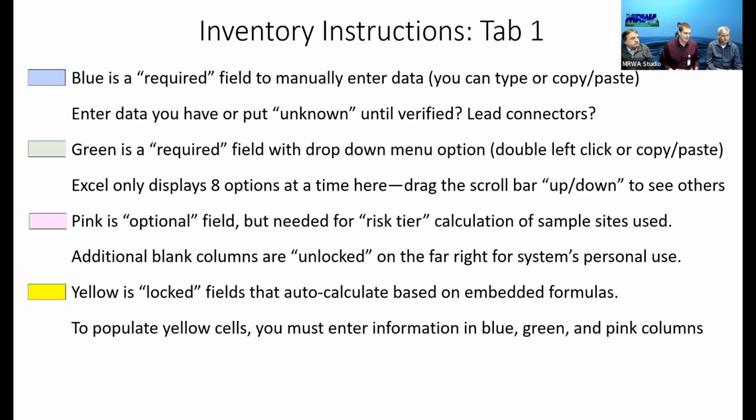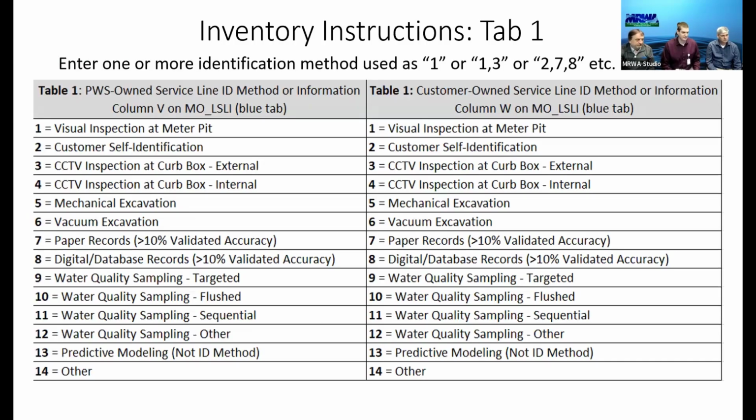Okay, so here's our approved identification methods. A lot of these are taken directly from EPA's table. And you'll notice that predictive modeling says not an ID method. It may be helpful to you, though, for targeted search, and there are definitely benefits and uses. And then we do mention for number 7 and 8, paper records, 10% validated accuracy, and number 8, digital database records. So we recommend start there first. Save yourselves as much time as possible.